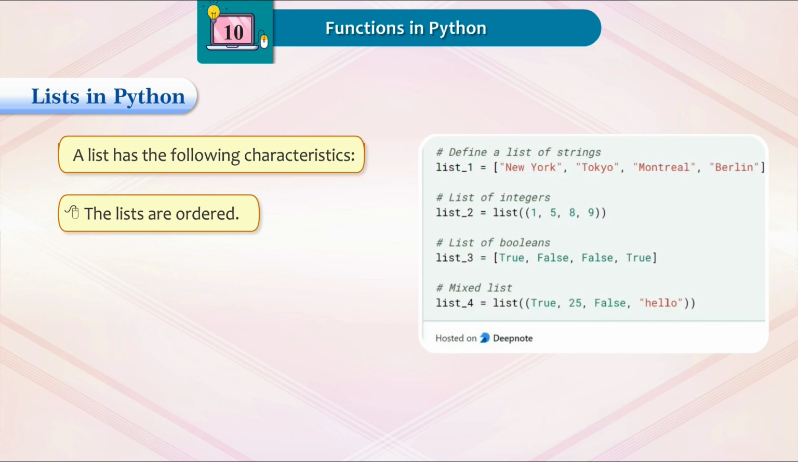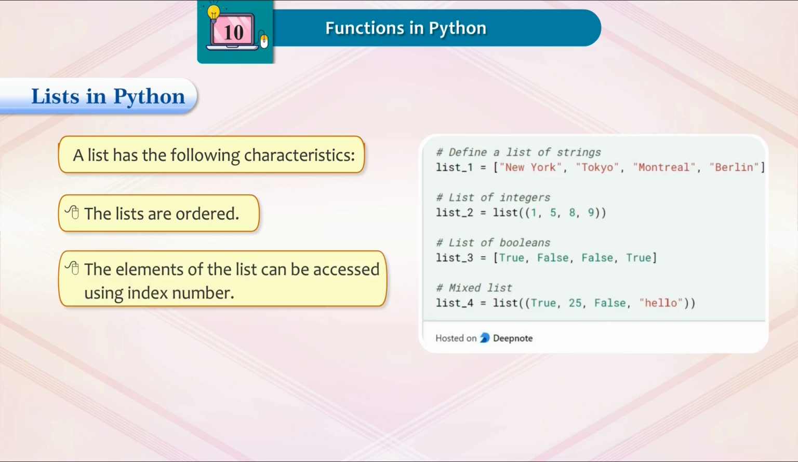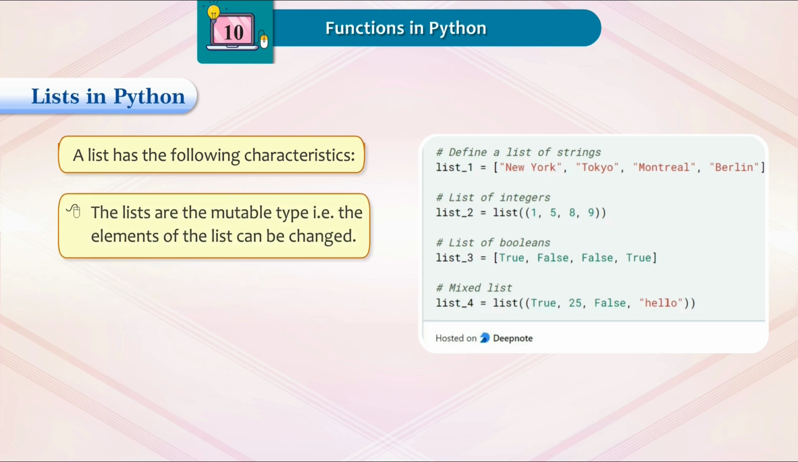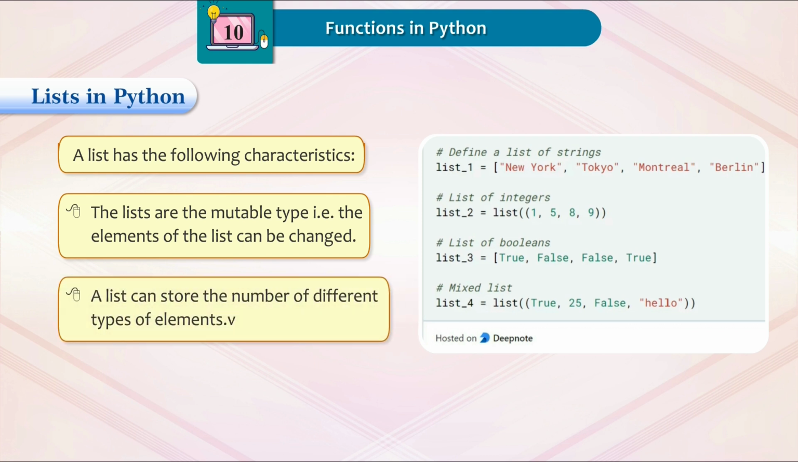The lists are ordered. The elements of the list can be accessed using index number. The lists are the mutable type, that is, the elements of the list can be changed. A list can store a number of different types of elements.